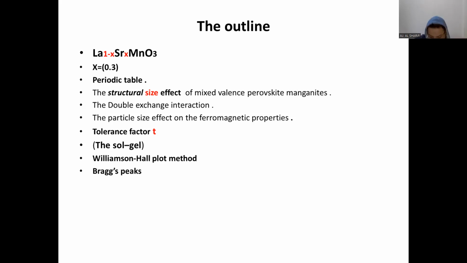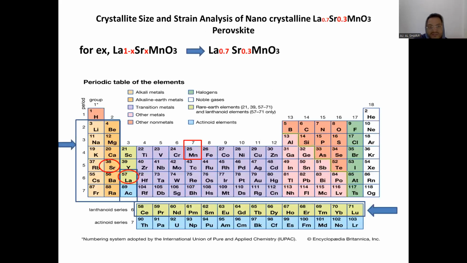Now let's go directly to start our lecture, starting with the periodic table. Like I said before, here we have lanthanum. Lanthanum and cerium belong to the alkaline earth. Manganese belongs to the metallic group element.